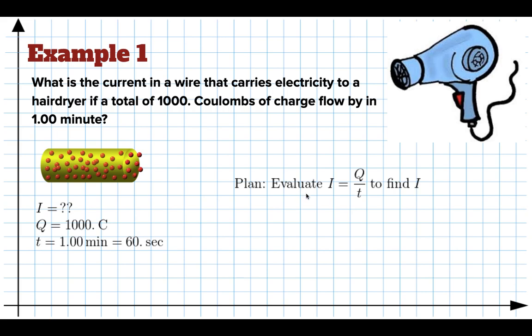So to find the current, we just take the ratio of the charge to the time. So that is 1,000 coulombs divided by 60 seconds, or 16.7 amps. So this hairdryer would require a flow of 16.7 amps in order to operate. That's how much flow there is going to the hairdryer.